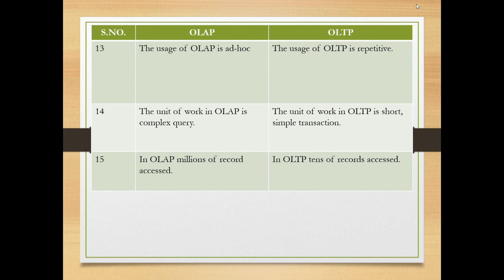ओलैप में कॉम्प्लेक्स क्वेरीज यूज होती हैं. इन ओलैप में मिलियन ऑफ रिकॉर्ड एक्सेस किए जा सकते हैं, मिलियन ऑफ रिकॉर्ड्स एक्सेस. इन ओएलटीपी टेंस ऑफ रिकॉर्ड एक्सेस, टेंस ऑफ रिकॉर्ड ही एक्सेस किए जा सकते हैं. So that is, these are the differences between OLAP and OLTP.